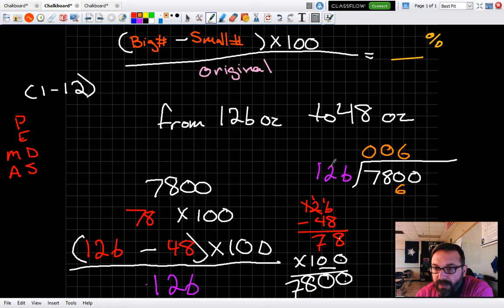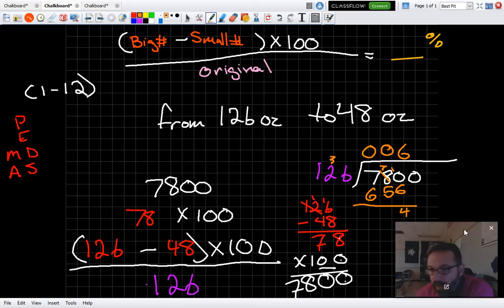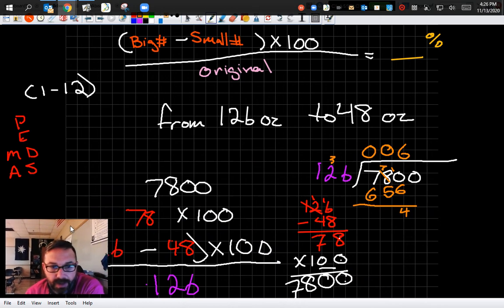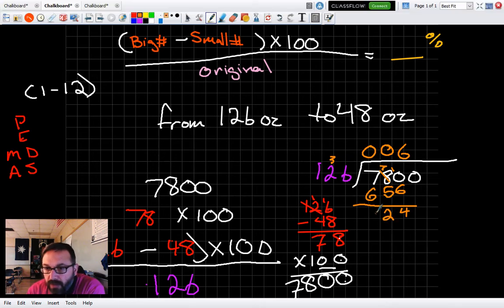6 times 6 is 36. Carry the 3. 6 times 2 is 12, plus 3 is 15. 6 times 1 is 6. Now I'm going to beg, borrow, and steal. And let me move my head out of the way. 7 minus 5 is 2, and 1, 124. Okay, so I'm going to bring down the 0.